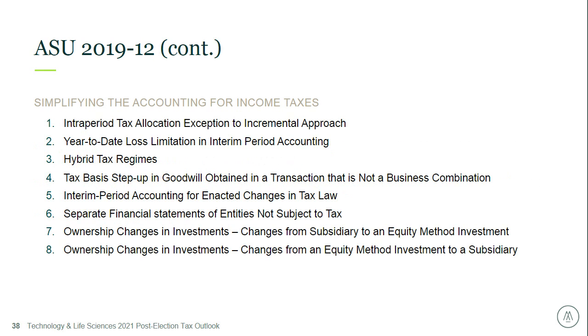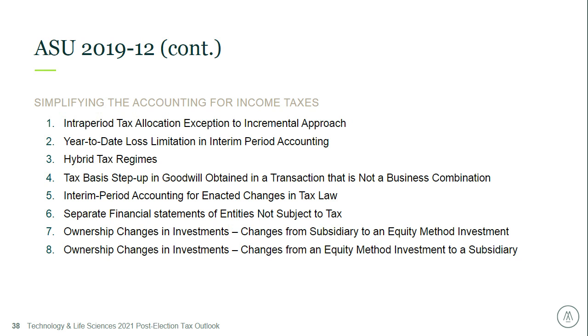Here's a list of the amendments. The first few are pretty common ones that we see. The first item here is the exception to the incremental approach for inter-period tax allocation when there is a loss from continuing operations and income or a gain from other items, for example, other comprehensive income.